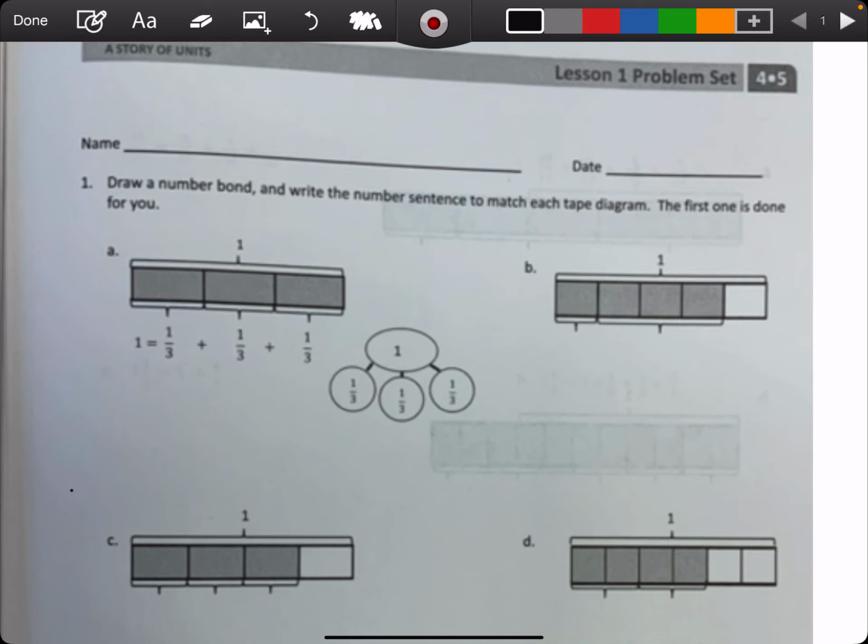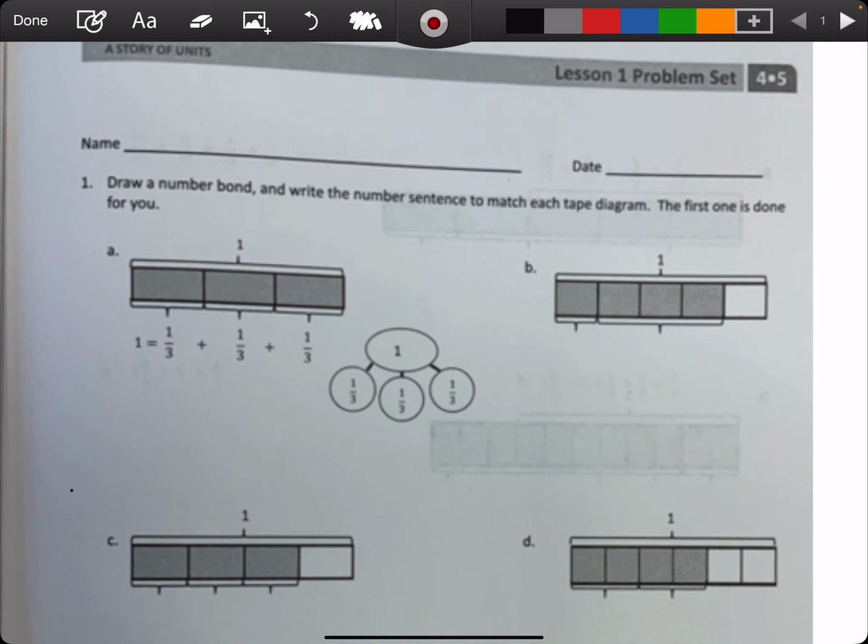Hey everyone, I'm going to make this quick video on decomposing fractions. This is lesson 1 of our unit on fractions. Okay, so you're going to draw a number bond and write the number sentence to match each tape diagram. You will see that the first one is done for you, and that is over here.